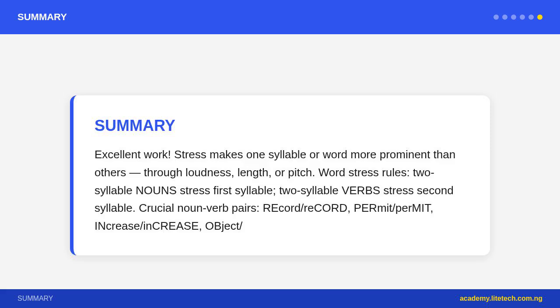Contrastive stress shifts meaning. For homework, practice saying the eight noun-verb stress pairs aloud ten times each, then record yourself and listen back to check the stress placement.